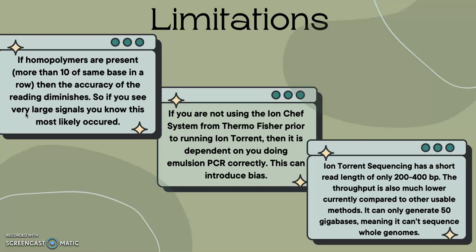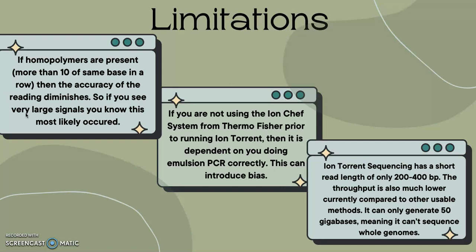Emulsion PCR is often used in NGS systems, and it is when you dilute and compartmentalize template molecules in water droplets in a water and oil emulsion. If you do this yourself, it can introduce bias, which would be a limitation. Therefore, it's always wise to invest in the kit. However, investing in the Ion Chef kit could be a limitation for some labs depending on budgets because the instrument can cost up to $65,000.